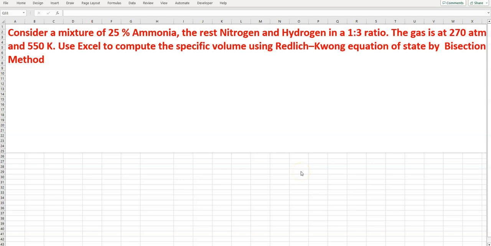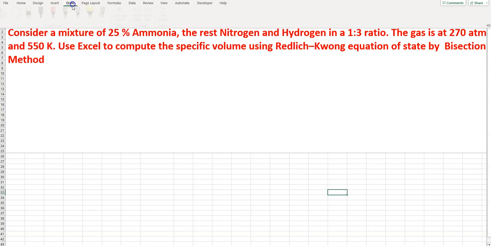Today I am going to solve one numerical method problem in chemical engineering. So that problem is here. Consider a mixture of 25% ammonia and the rest nitrogen and hydrogen in a 1:3 ratio. The gas is at 270 atm and 550 Kelvin. Use Excel to compute the specific volume using the Redlich-Kwong equation of state by the bisection method. Now I am going to solve this problem.